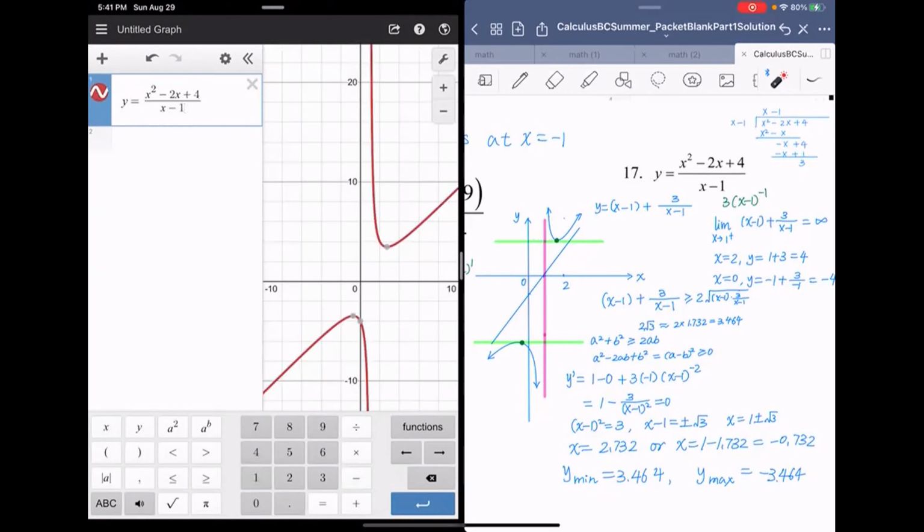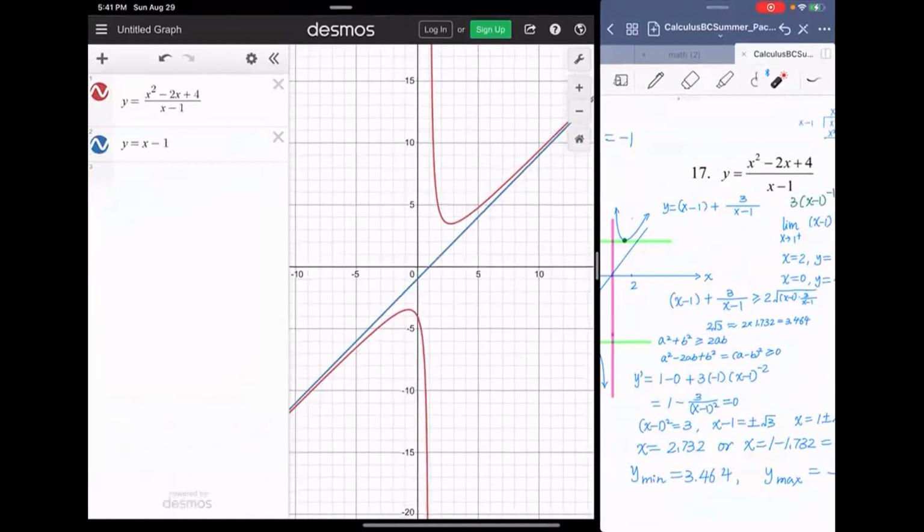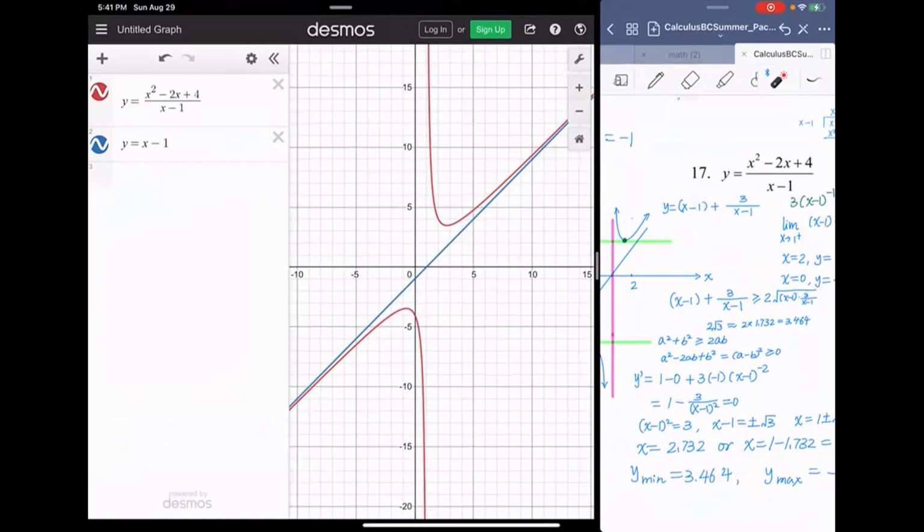There you go. Make sense? Look, if we draw y equals x minus 1, as you can see, this graph exactly shows this blue line is a beautiful slant asymptote for our graph, correct? For pre-calculus, they will ask you to find the minimum point. See, that guy is your minimum point.